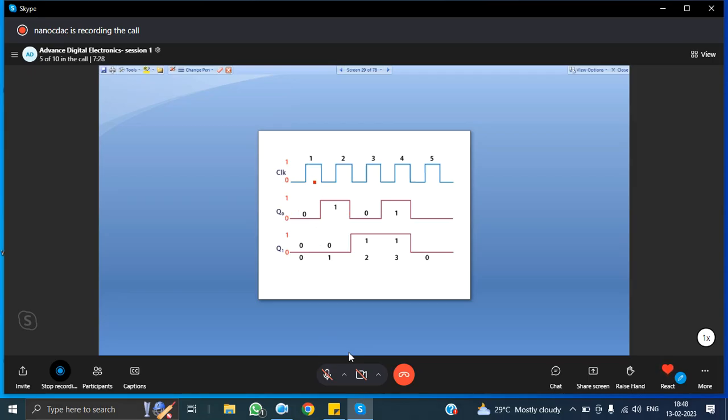So positive clock edge. Initially it is 0 0. Sorry, 0 1 0. During the negative edge of the clock, what is happening? It becomes 1, and again during the next edge.